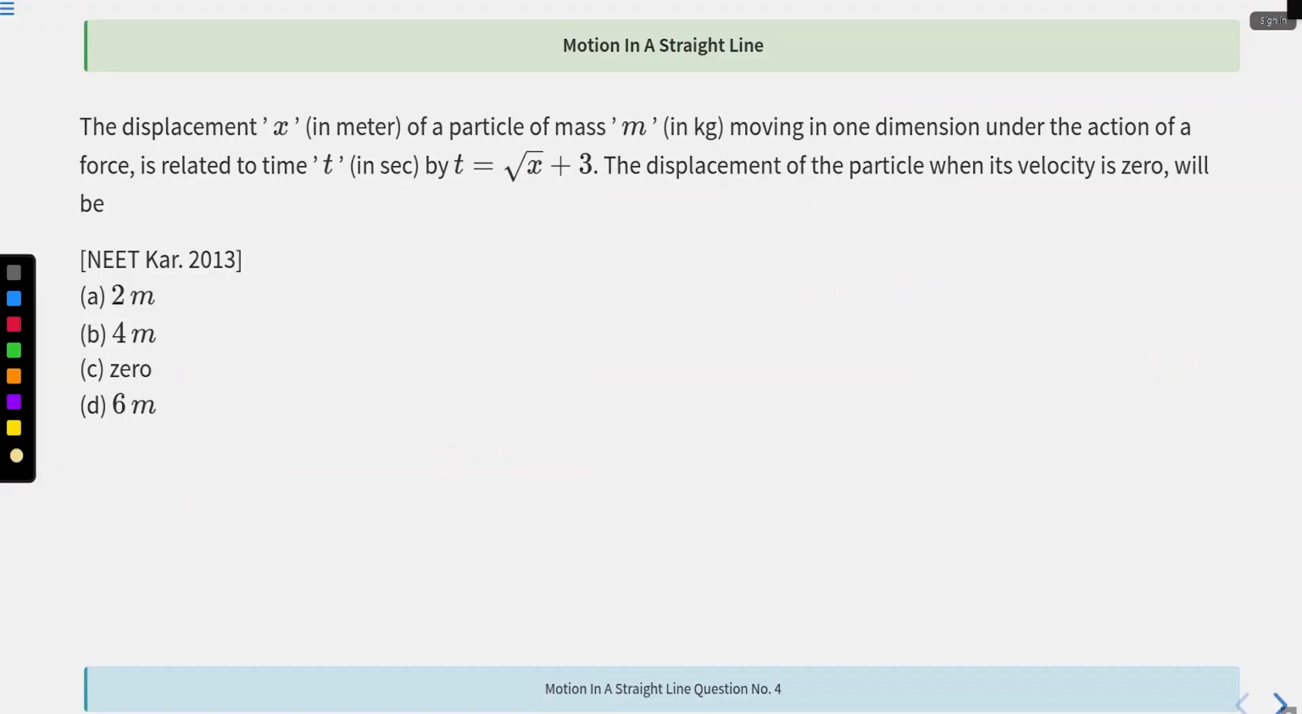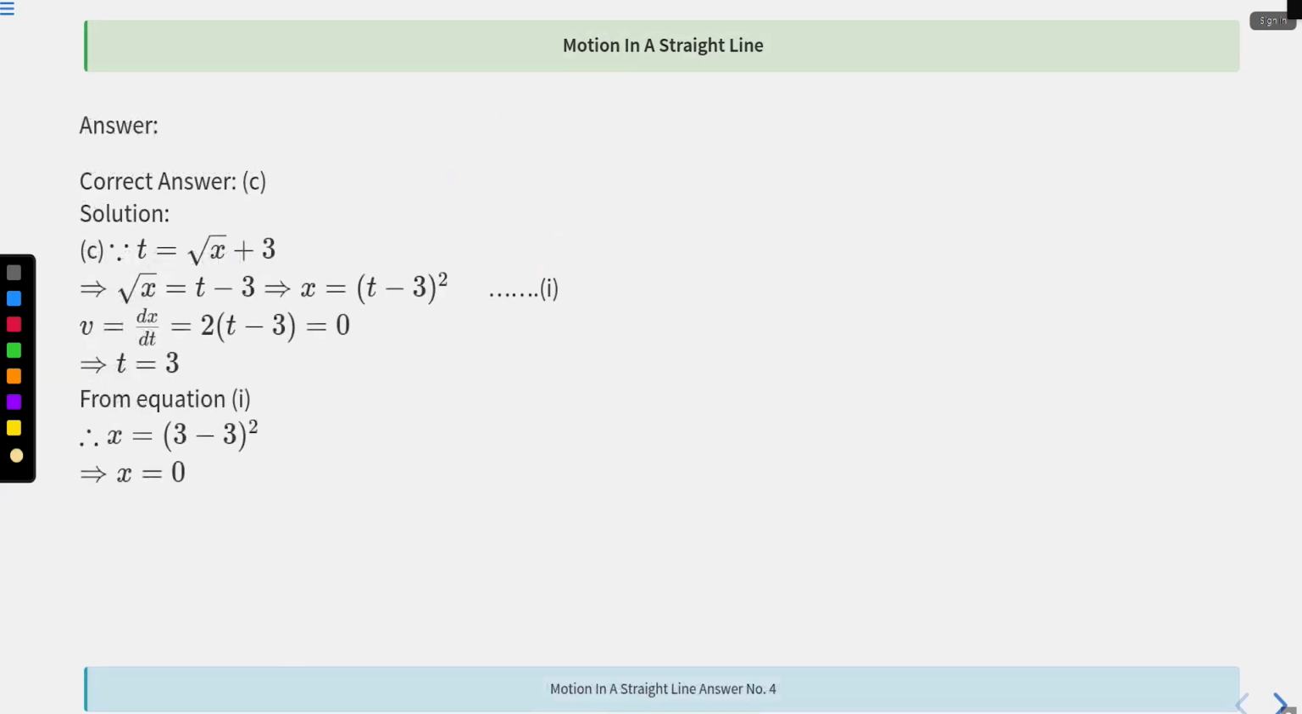Let's move to the next question. The displacement x in meters of a particle of mass m in kg moving in one dimension under the action of a force is related to time in seconds. So basically they have given us an equation of time with respect to displacement. The displacement of the particle when its velocity is 0. All right, interesting. It's a simple question.